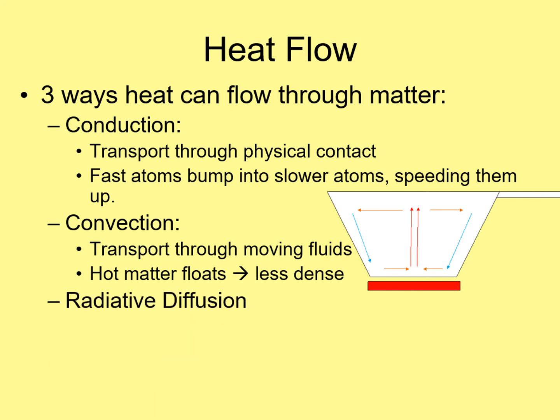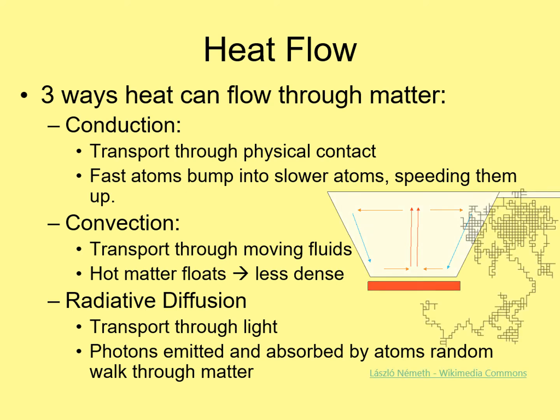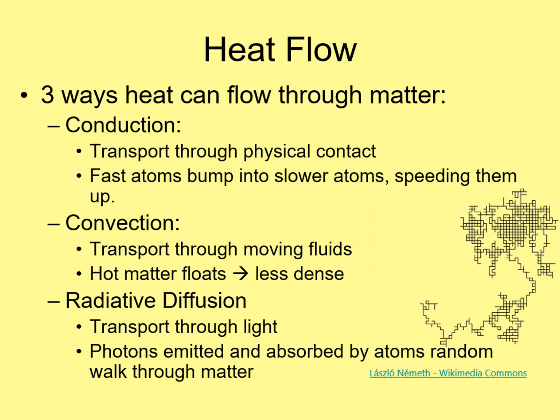The last way to transfer heat is called radiative diffusion. In radiative diffusion, light carries the energy through the material. Remember that photons carry energy. Atoms emit light because of their temperature, and this light then travels until it's absorbed by some other atom. Then that atom emits the energy as another photon. This repeated emission and absorption causes the energy to travel in a random walk pattern through the interior. Radiative diffusion can be the fastest way to transport heat, but only if the material is hot enough. Remember that hotter objects emit a lot more light energy than cooler objects.